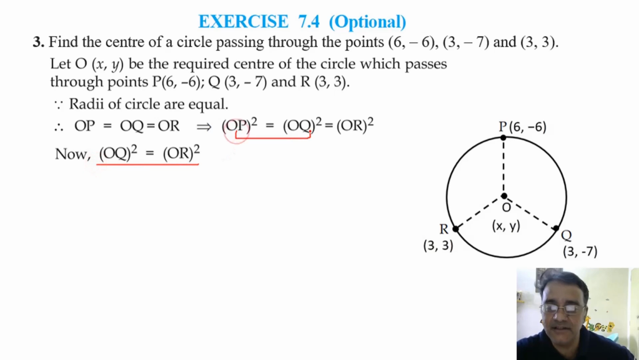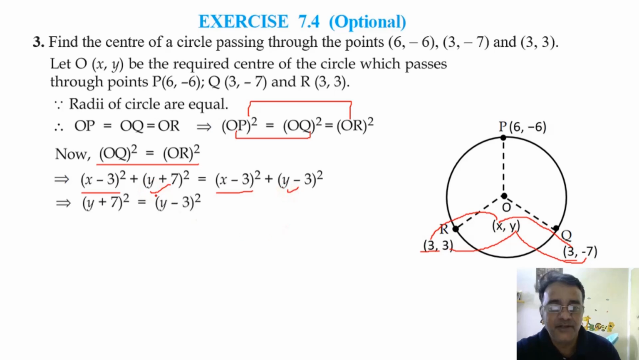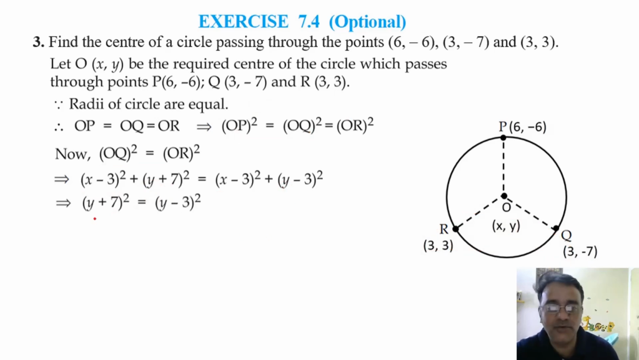I could have taken these two also, but why did I take this one? Because one coordinate is the same. Okay, fine. So what we are going to get: x minus 3 whole square plus y minus 3 whole square, it is already squared so there is no need to write the root, is equal to x minus 3 whole square plus y minus of minus 7, that is plus 7, whole square. Now these two will be eliminated because they are the same, and we are getting these two only. So y plus 7 whole square is y square plus 14y plus 49 and this is y square minus 6y plus 9.